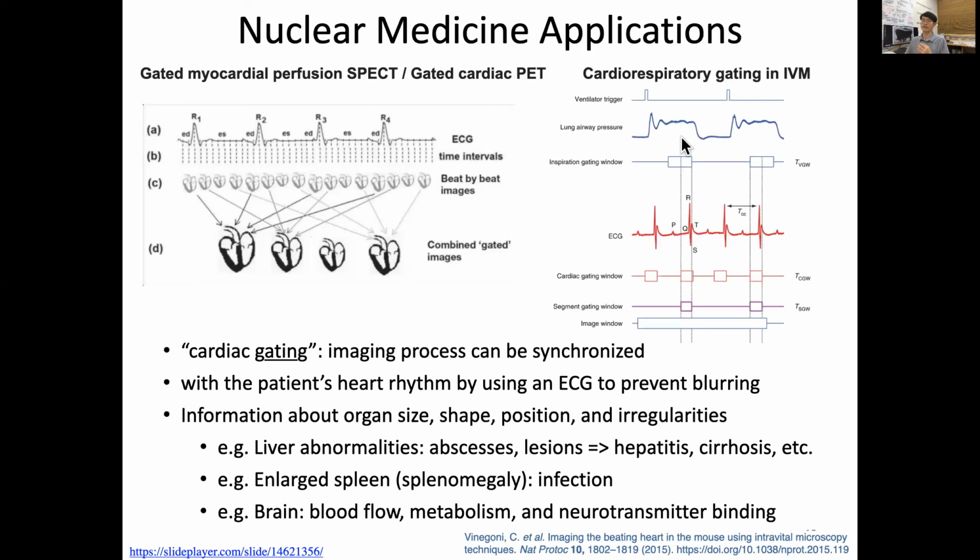So here I have an example where the animal is on a ventilator, so we can control the breathing rate, and the lung airway pressure gives a relatively flat part. We can use it for imaging. Here is the inspiration gating window, and at the same time, the heartbeat itself. There's a PQRST interval, and you can find the relatively stationary part of the heartbeat so that it allows us to do imaging. So we call that the cardiac gating window.